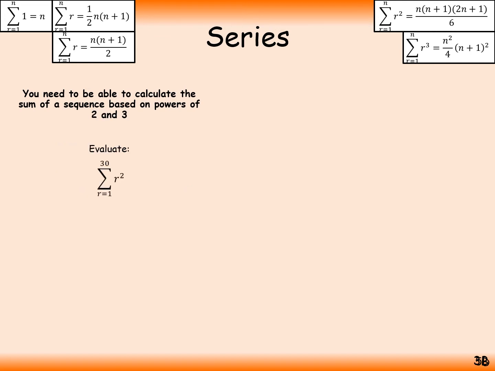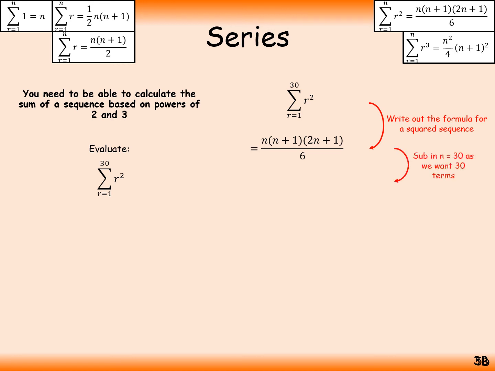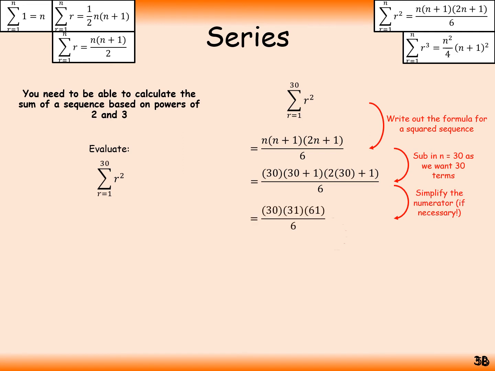So we want to evaluate this here. Start from r equal to 1 to 30 of r squared. So we write down the formula. We substitute n equal to 30, as we want to go from 1 to 30. And once you simplify and then calculate, you get 9,455.